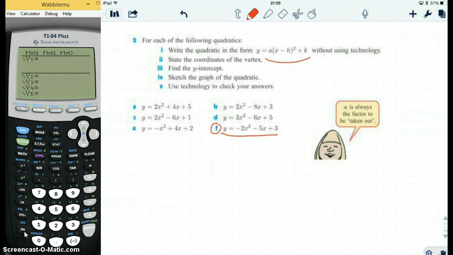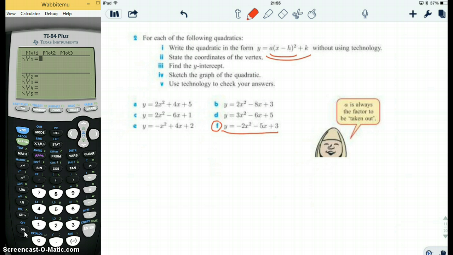In order to write the quadratic in vertex form without technology, we have two choices. One is that we could complete the square, and the other is we could find the vertex using the axis of symmetry and then plugging in for y. Let's try to do that first.